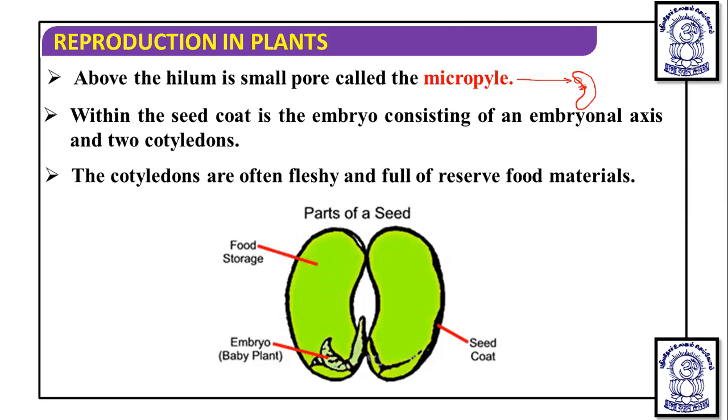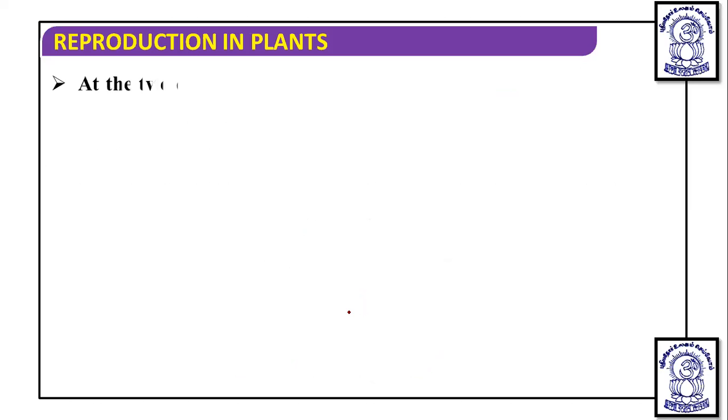So this is the part showing the structure of a dicot seed. In this seed you can see the cotyledons, and these cotyledons are rich in food. They have a seed coat and an embryo, which is also known as the baby plant, because it is going to form a new plant. So dear students, this is the detailed structure of a dicot seed.